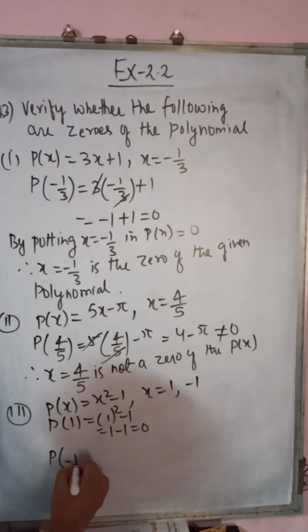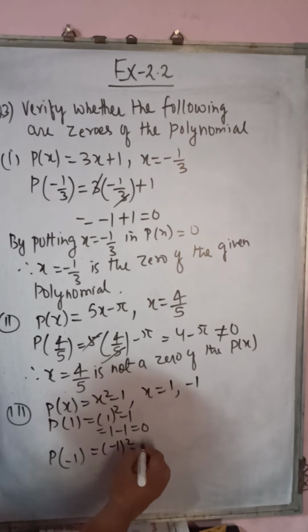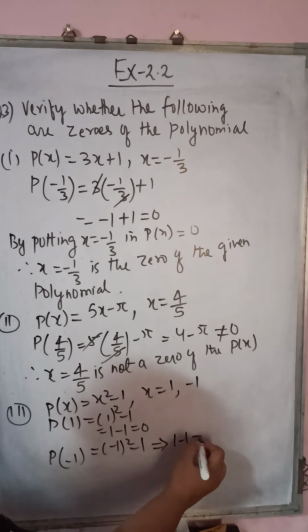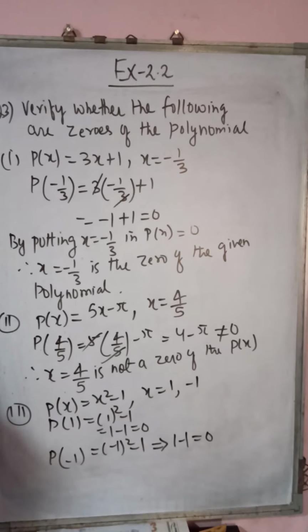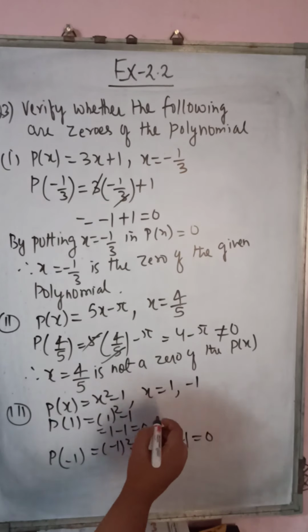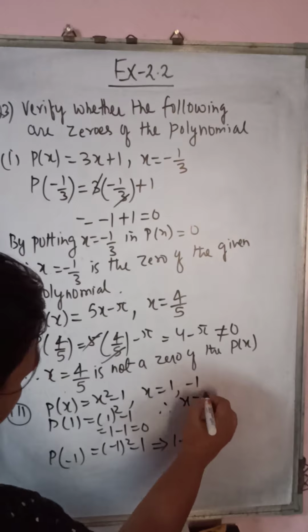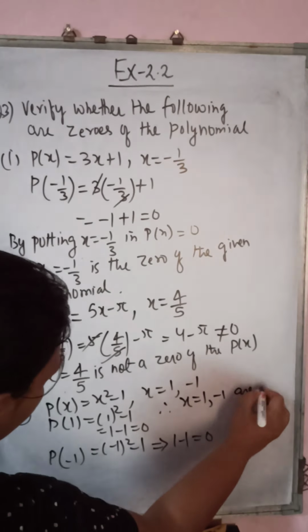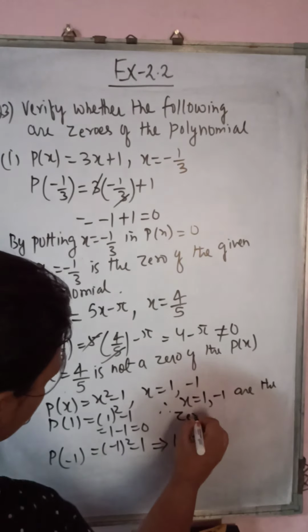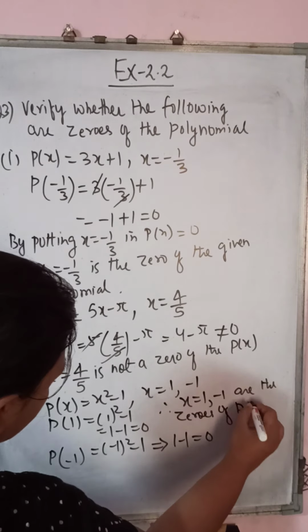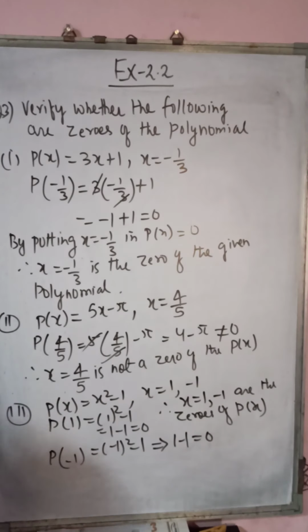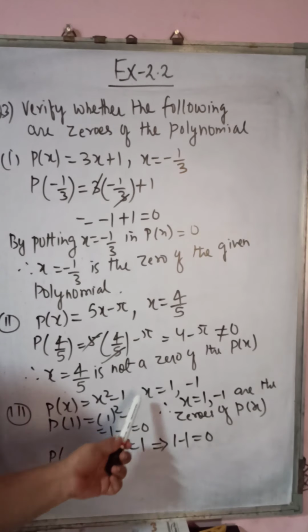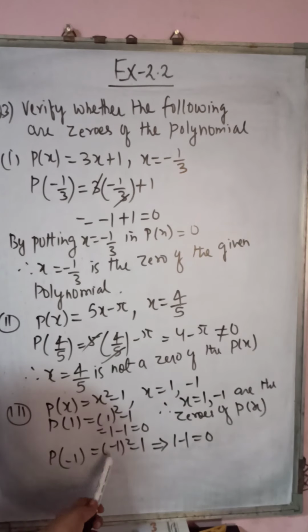Now put x is equal to minus 1. So minus 1 square minus 1. Now what is minus 1 square? It will come as 1. So 1 minus 1, 0. So in both the cases we are getting the answer as 0. Therefore you can say that x is equal to 1 and minus 1 are the zeros of P of x, because in both the cases after substituting the value of x is equal to plus 1 and x is equal to minus 1, we are getting the final answer as 0.